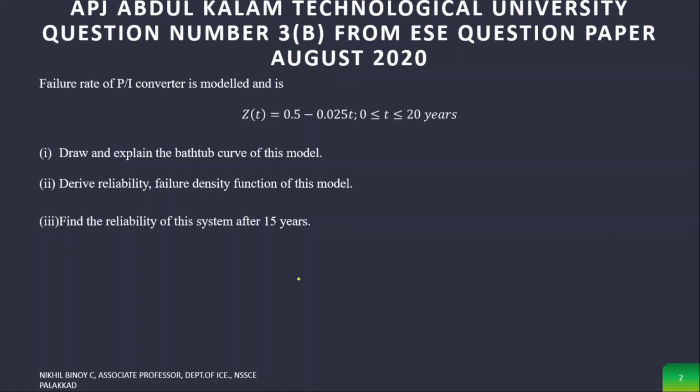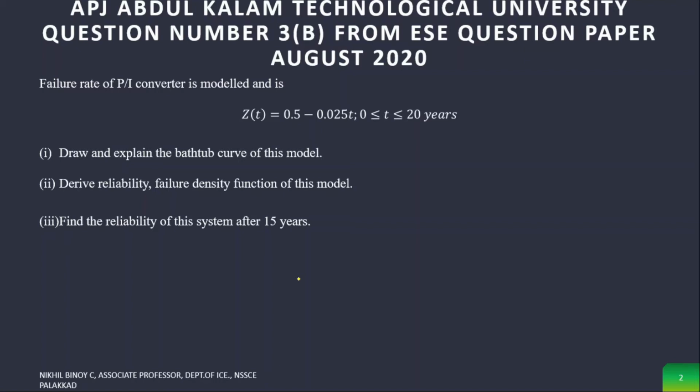So this one is question number 3B of the University question paper, August 2020, APJ Abdul Kalam Technical University, Kerala. The question is: the failure rate of a pneumatic to current converter is modeled as Z of t equal to 0.5 minus 0.025 t, where 0 less than or equal to t less than or equal to 20 years.